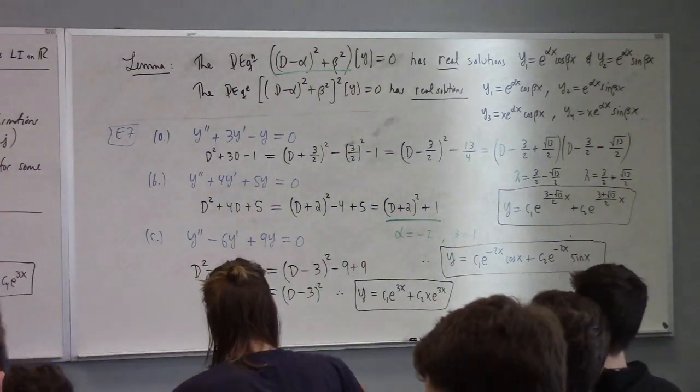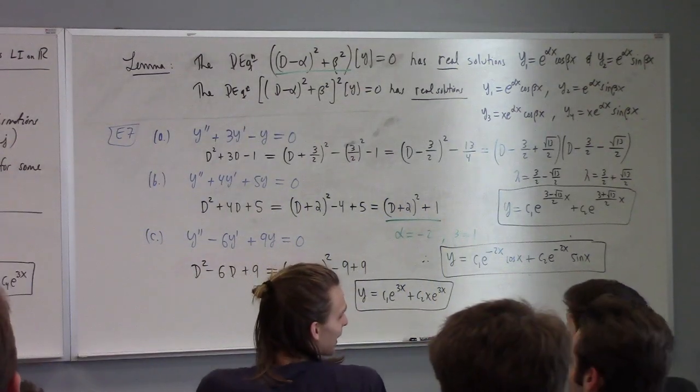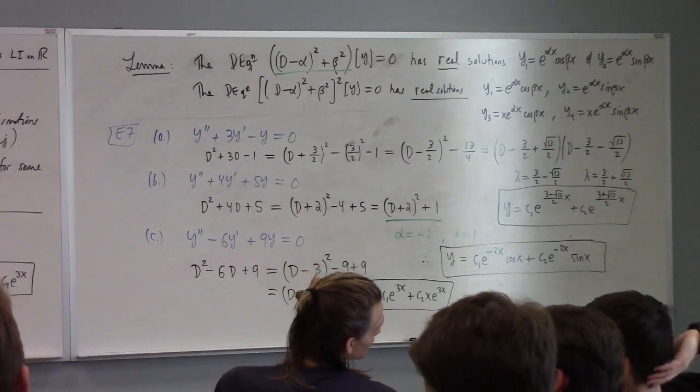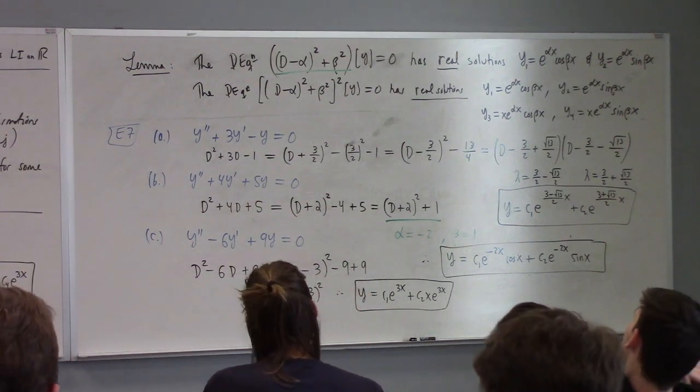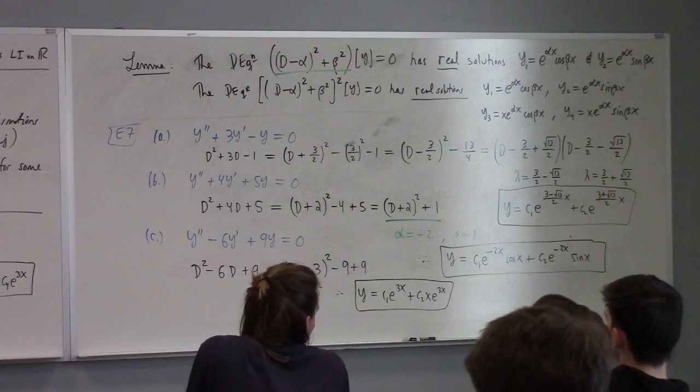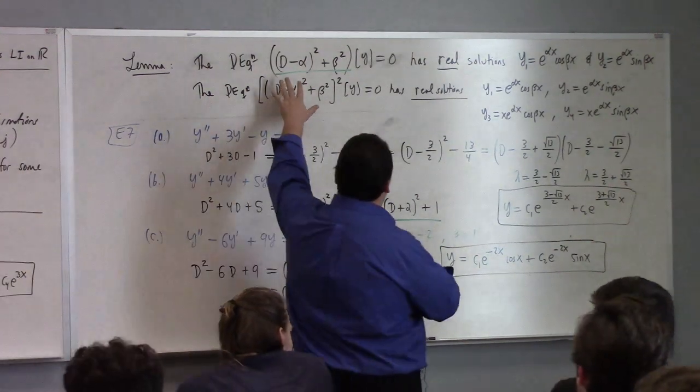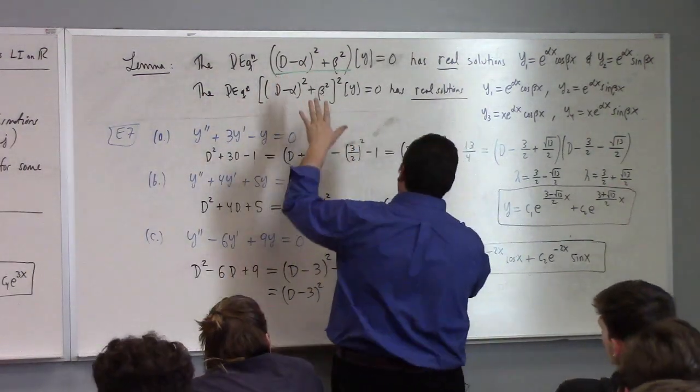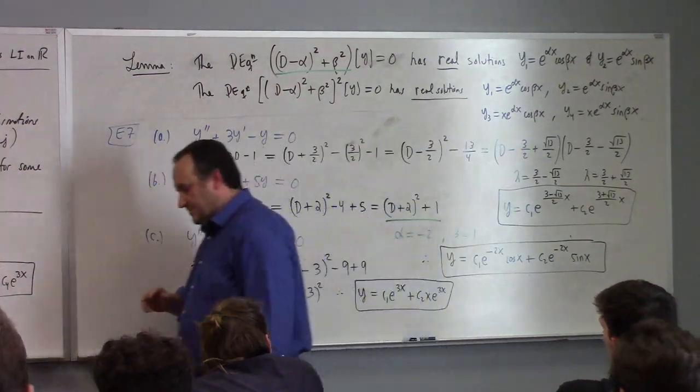How did you get alpha equals negative 2? Oh, comparison. Solving it for 0. Yeah, just compare, because you have to compare. It's d minus alpha. So when I look at this d plus 2, that makes my alpha minus 2. But anyway.